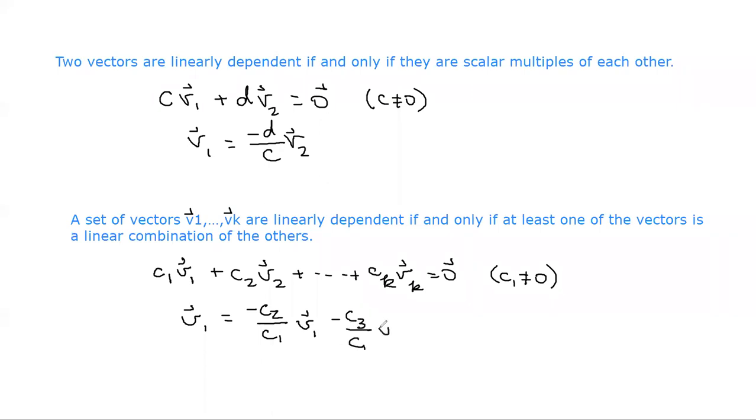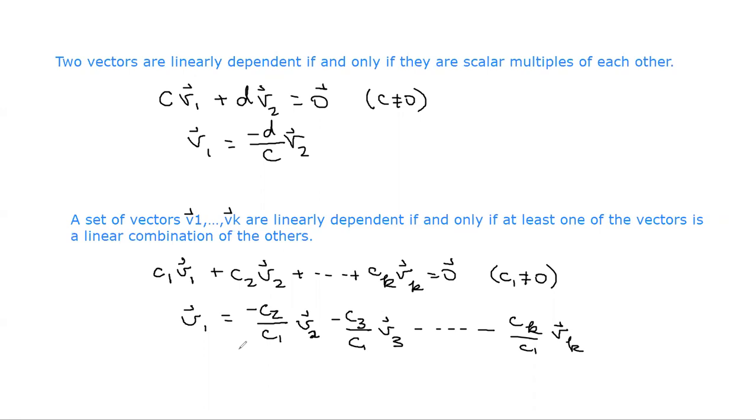Sorry, writing and talking at the same time is hard. We can do this because C1 isn't 0, so we can divide by C1 with no problems. So we see that we can write V1 as a weighted sum of the other V's. And so what does that mean? Sorry, this should be V2. What does that mean? That means V1 is a linear combination of the other V's.